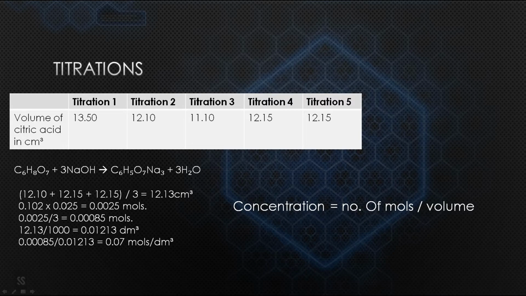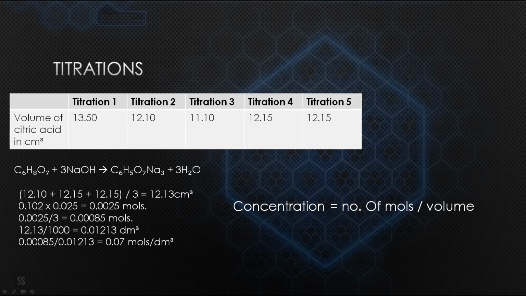We then find out the number of moles of sodium hydroxide in the 0.025 decimeters cubed you are using by multiplying the concentration and volume of sodium hydroxide, which gives us 0.00255 moles. In the equation, you can see that 1 mole of citric acid neutralizes 3 moles of sodium hydroxide, and therefore we need to divide the 0.00255 by 3, which gives us 0.00085 moles. This is because 0.00085 moles of citric acid will neutralize 0.00255 moles of sodium hydroxide.